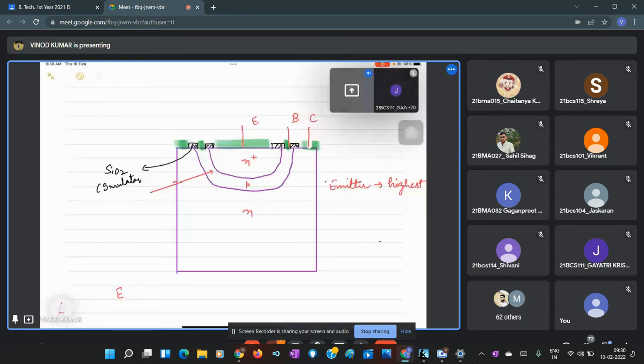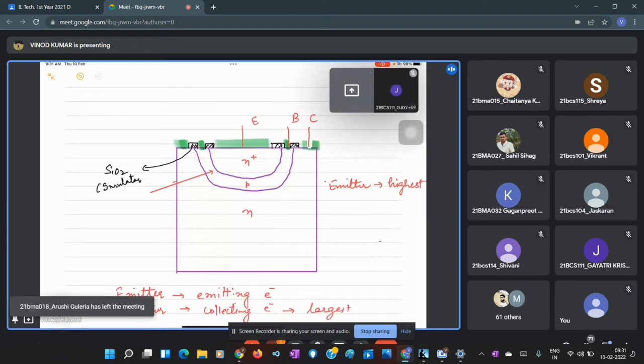So this emitter name is emitter means which is emitting something. And what we are emitting here in case of this, emitting electrons, right? Collector means collecting those electrons. That's why, because it has to collect, so it's largest in size. सबसे बड़ा यही है ना, you can see.